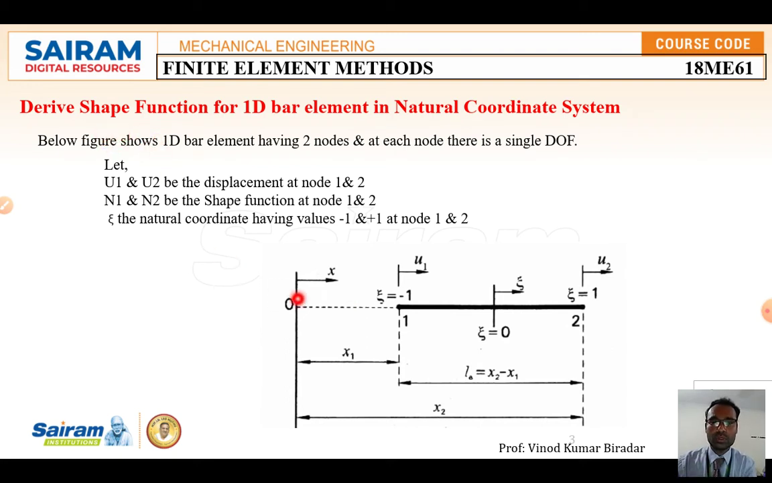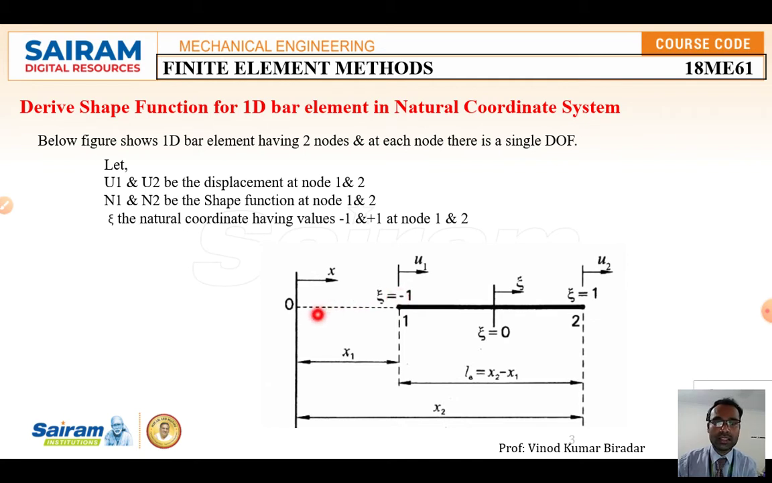We want to derive the shape function, so draw one horizontal line here. From the origin to node 1, let us assume the length is x1, and to node 2 the length is x2, so between 1 and 2 the length is x2 minus x1. Let u1 and u2 be the displacements at node numbers 1 and 2, and N1 and N2 be the shape functions at node numbers 1 and 2.